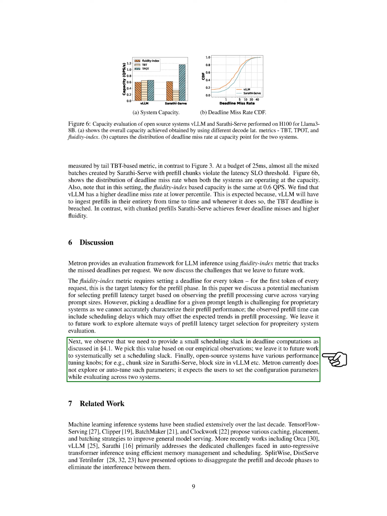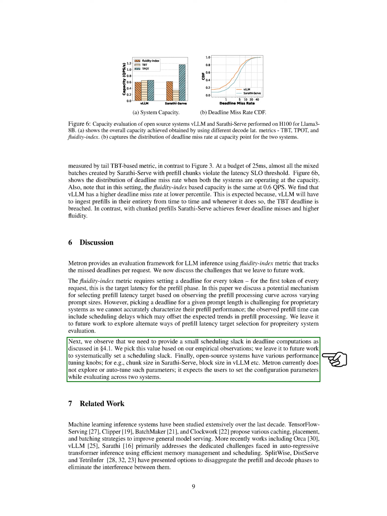Additionally, we recognize the need to introduce a small scheduling slack in our deadline calculations, as discussed in a previous section. We determine this slack value based on our practical observations and plan to further investigate how to systematically define this slack in future work. Furthermore, we acknowledge that open-source systems offer various performance tuning options, such as adjusting chunk size in Sarathi-Serve and block size in vLLM. Currently, Metron does not automatically optimize these parameters but expects users to configure them during evaluations across different systems.